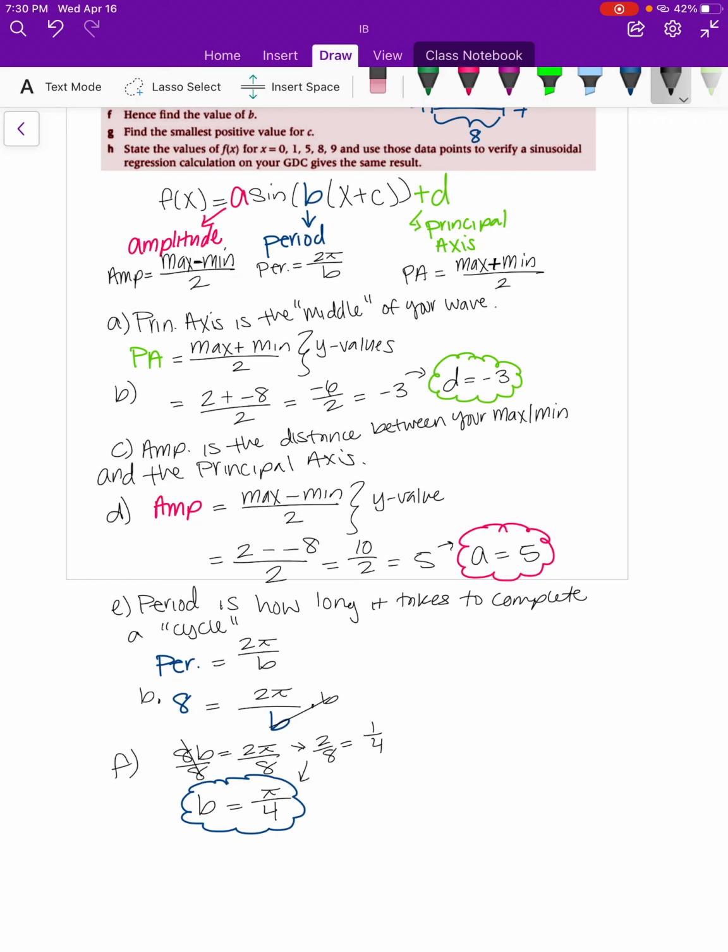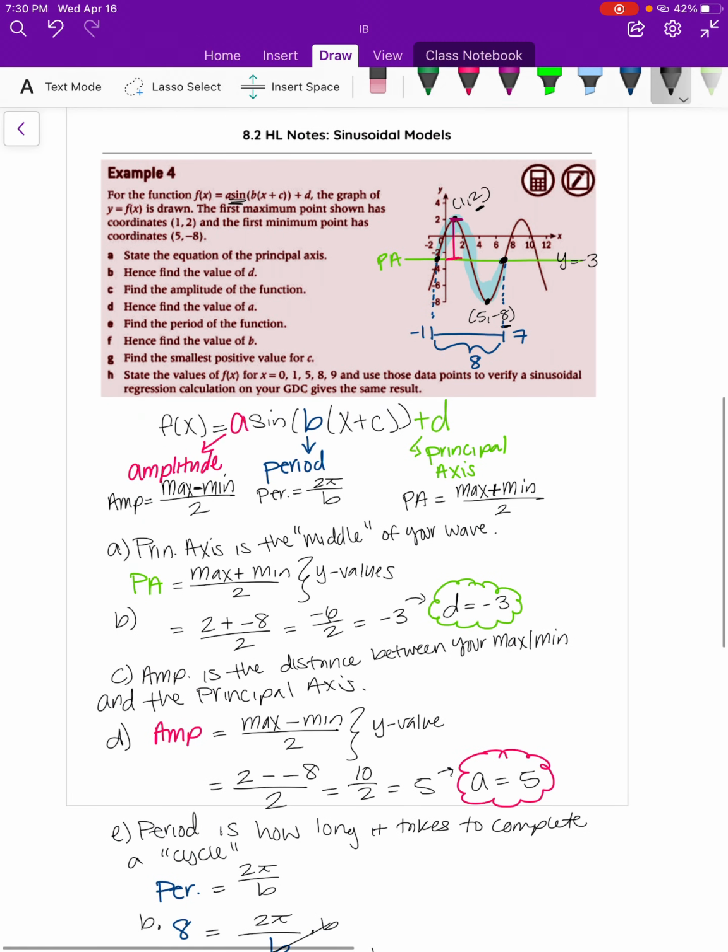It's pretty straightforward as long as you know the formula. Now, they're not on your formula booklets, so you do have to have these period, amplitude, and principal axis formulas memorized, but once you have them memorized, they're pretty straightforward. Phase shift and period calculations are involved. So we did our calculations for period.